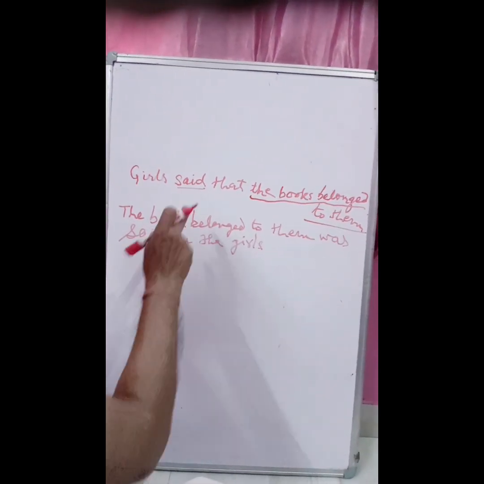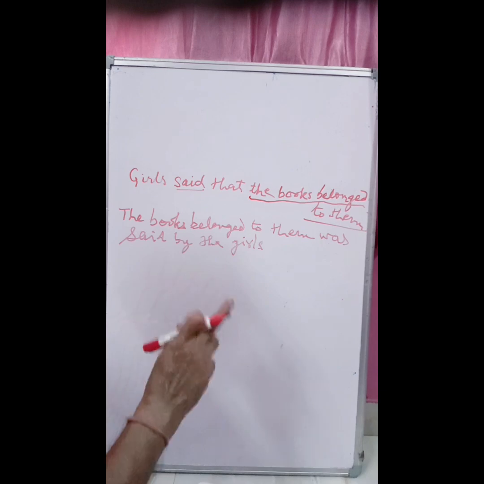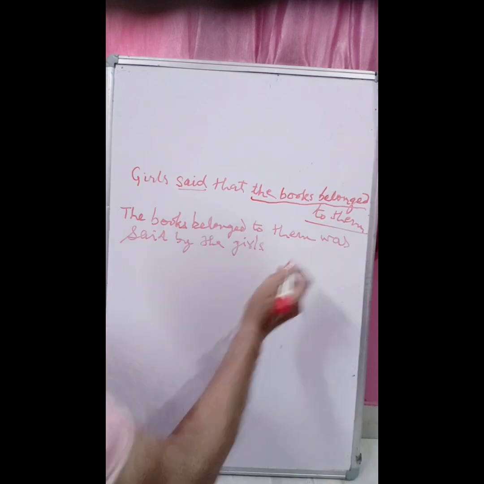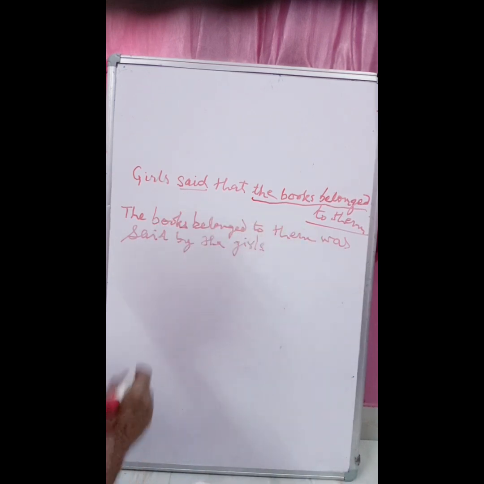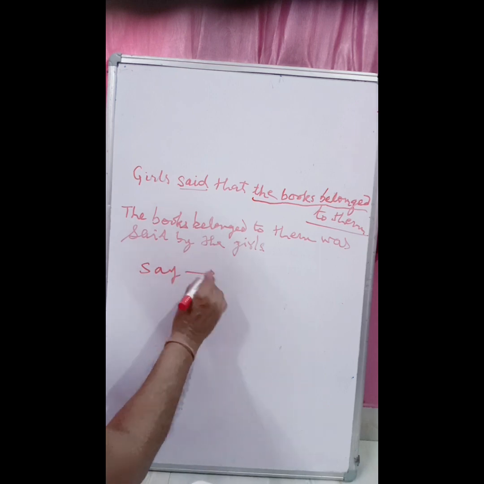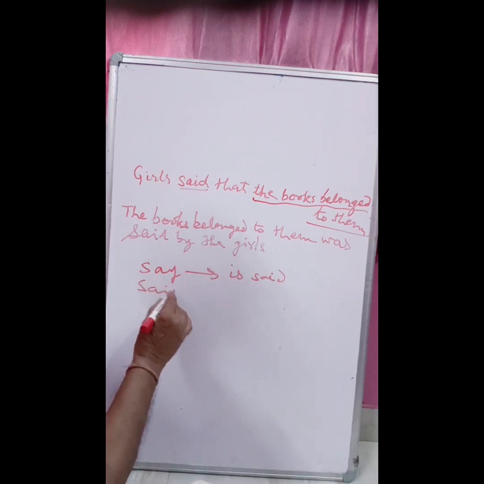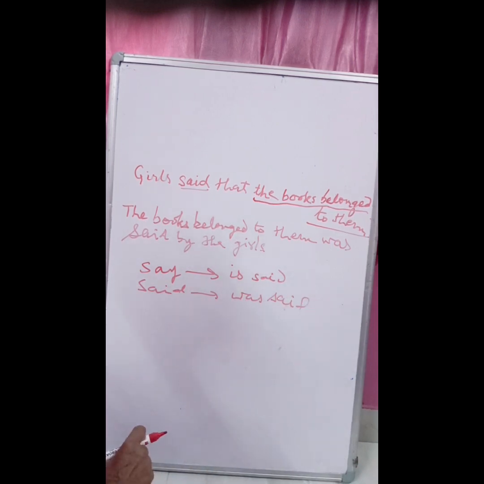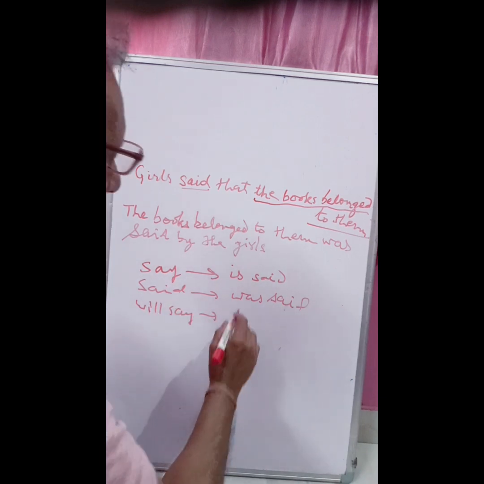Second, depending on the type of the verb, the tense, whether it is present tense, past tense or future tense, you have to use the auxiliary verb is, was, were. For example, say gives is said, said gives was said, and will say gives will be said.